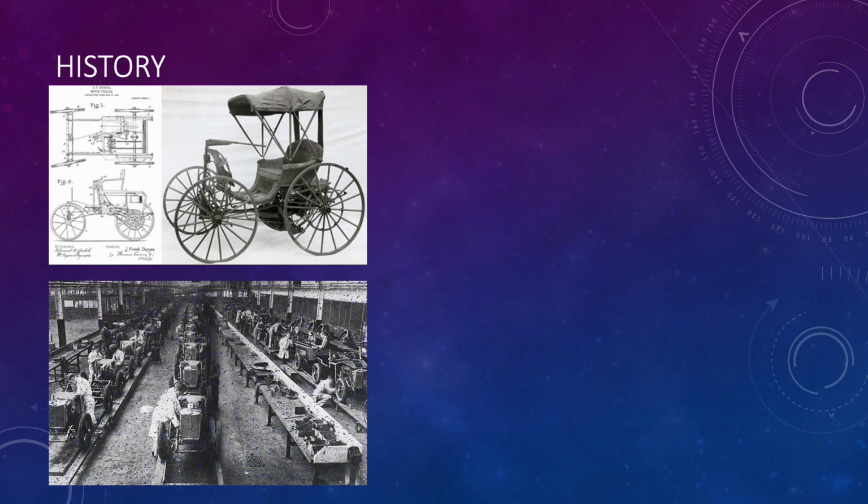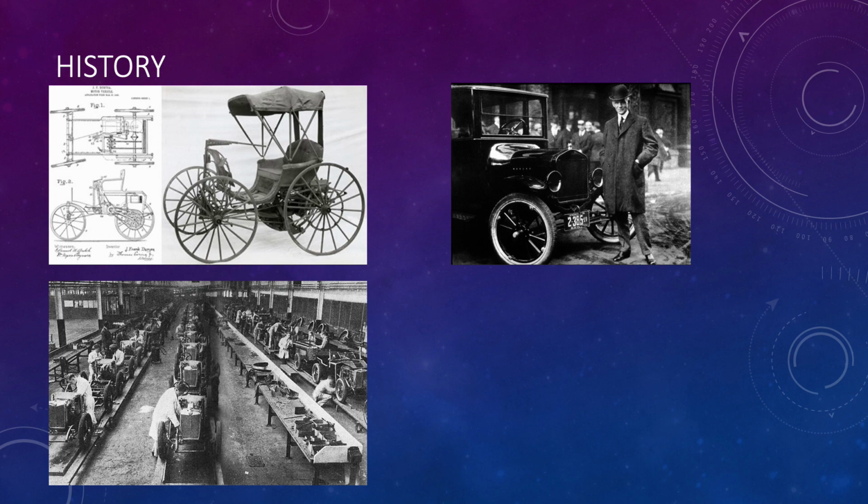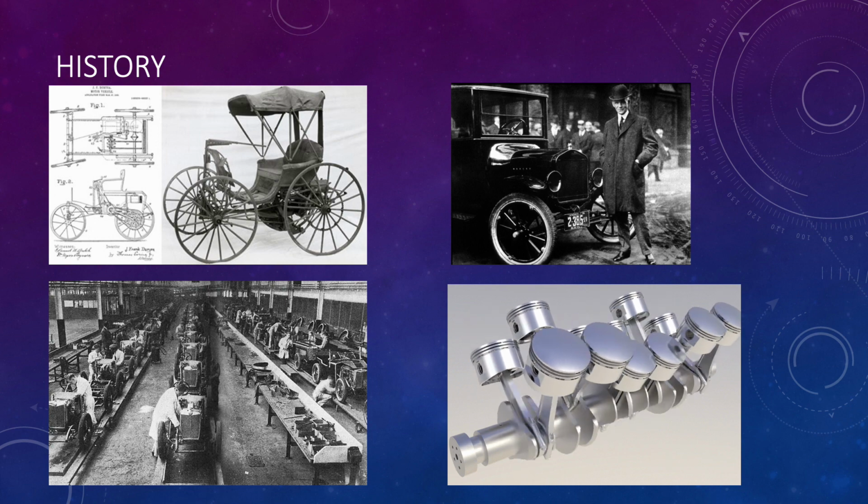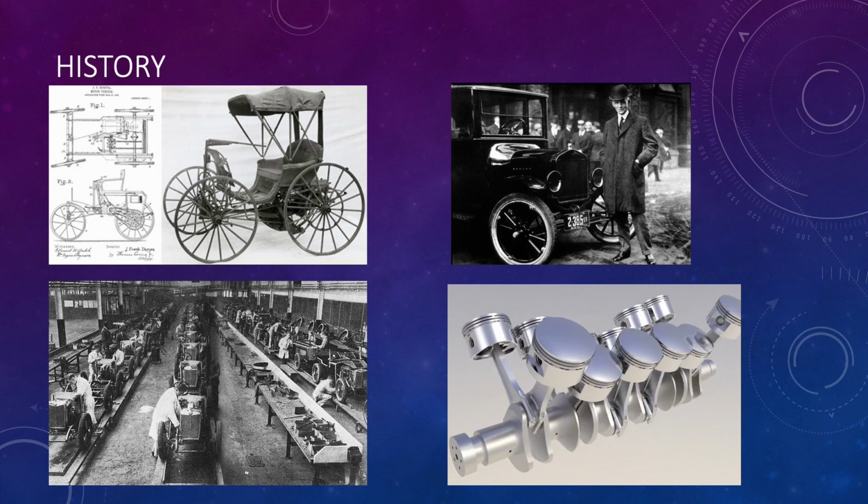Later on, Ransom Eli Olds created the first assembly line where the production time was greatly reduced. After the first assembly line and the first engine powered by gasoline, Henry Ford pushed for widespread production of his Model T, which enabled the Model T to be more available to the general public. Without these innovations in the internal combustion engine and its production, the piston crankshaft mechanism wouldn't be nearly as advanced as it is today.